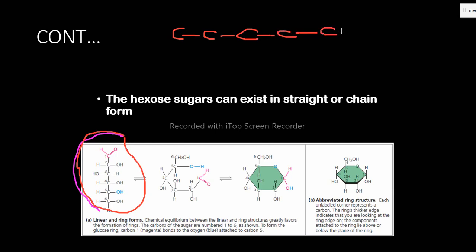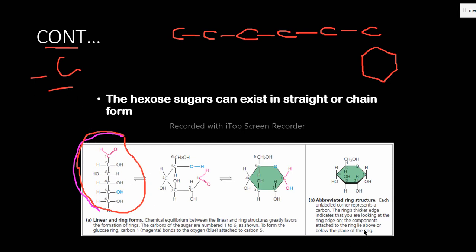N-hexane, 1, 2, 3, 4, 5, 6, is unstable compared to cyclohexane. So as a result, also in nature, these hexose sugars of ours, the glucose, galactose, fructose, also occur in cyclic form, in ring form.